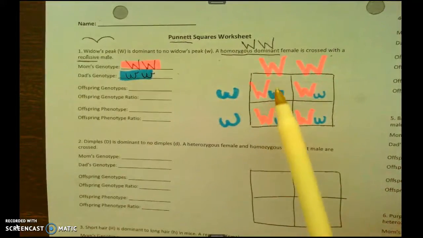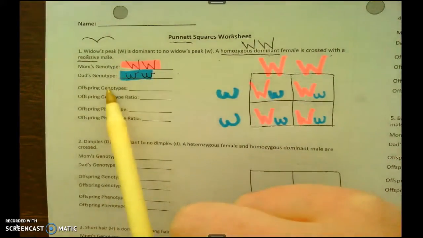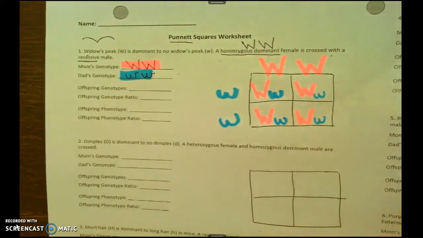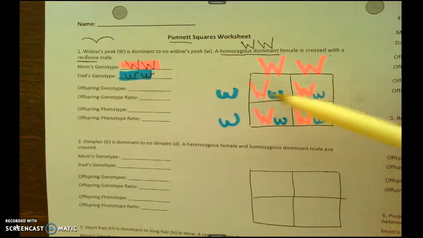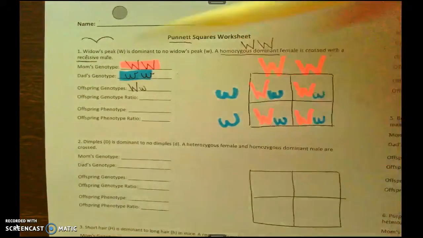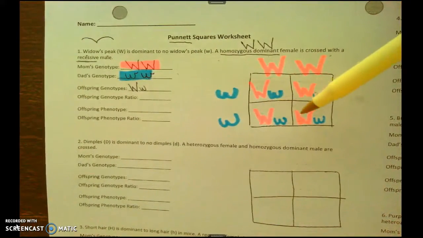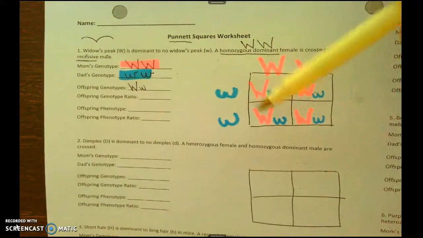So we figured out our offspring. We see what the combinations are, and that's what we have to answer next, the offspring genotypes. So the genotypes are the combination of genes. So for my genotypes, I have a big W, little w. I have another big W, little w. I don't need to write it again. And another one, and another one. So each of these is big W, little w.